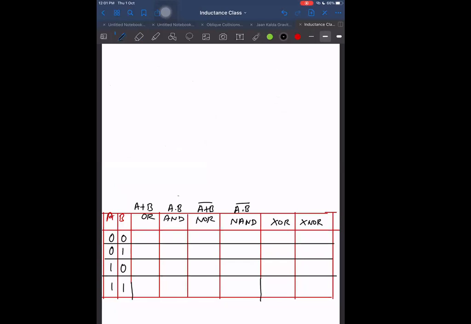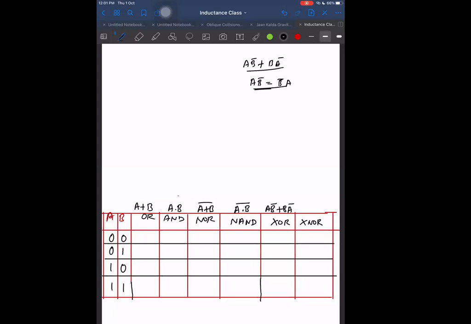For XOR, we use the expression AB bar plus A bar B. I'm forgetting it, unfortunately. Yes, AB bar plus A bar B is correct. I can change the order: AB bar plus BA bar. It is commutative, no problem in that. We can do that.